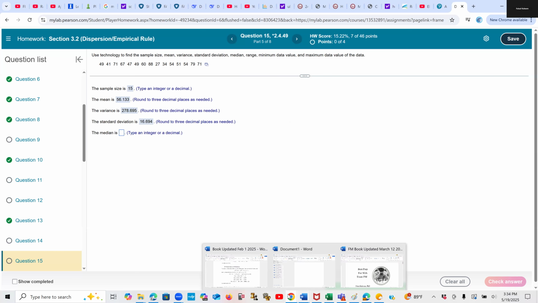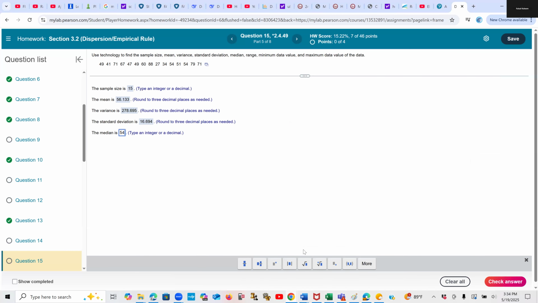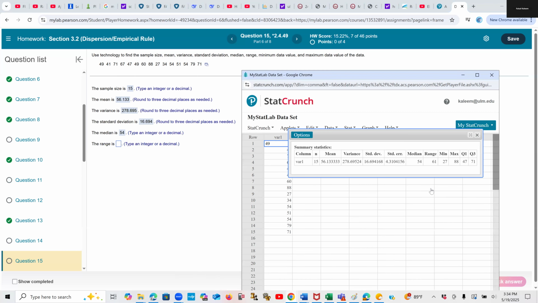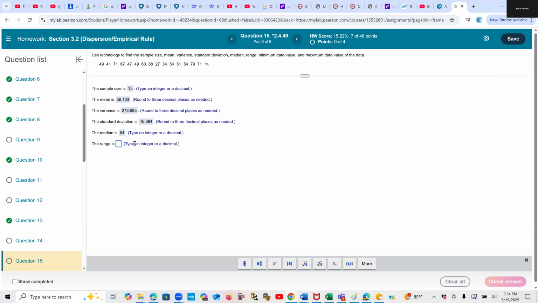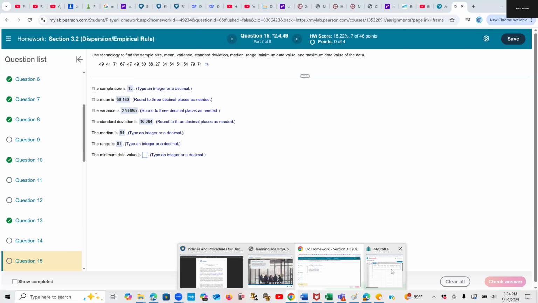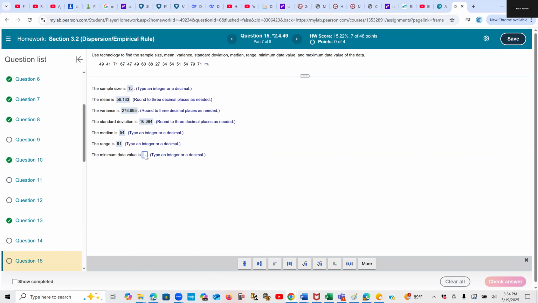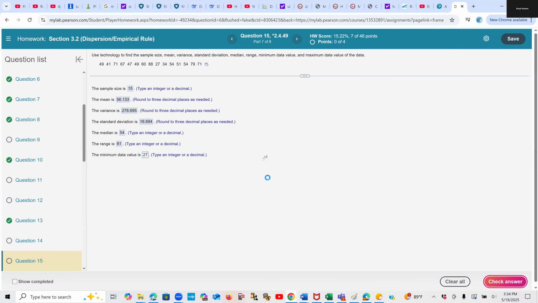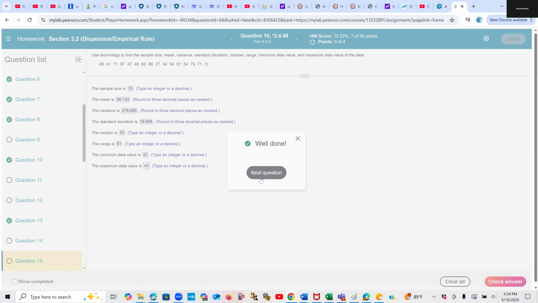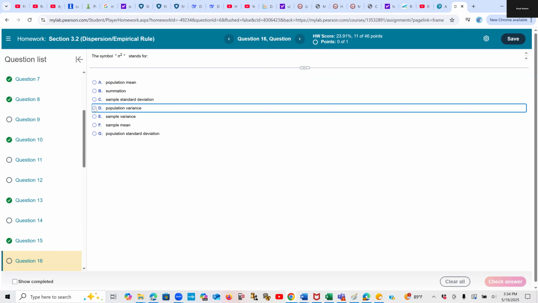Median is also present in the summary stats, 54. Okay, range is also present there, 61. Minimum is 27 and maximum is 88. Okay, sigma square we know stands for population variance.